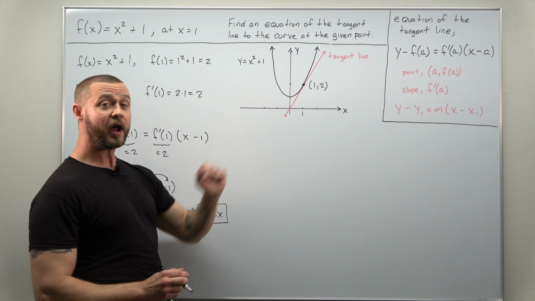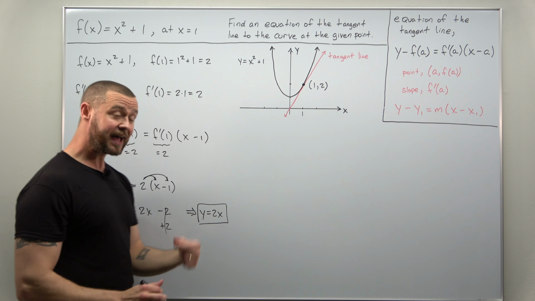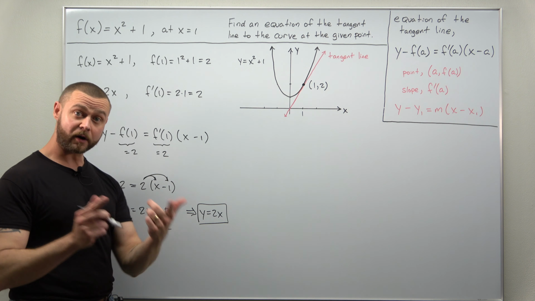Now let's see if we can see that by simplifying this. Let me first distribute the 2. We'll get y minus 2 equals 2x minus 2. And notice we can add 2 to each side, and those subtract out. What we get is y equals 2x. And that does seem to be the equation for this tangent line. It seems to be a line of slope 2 with y-intercept 0. So the sketch matches what we get from our calculation.